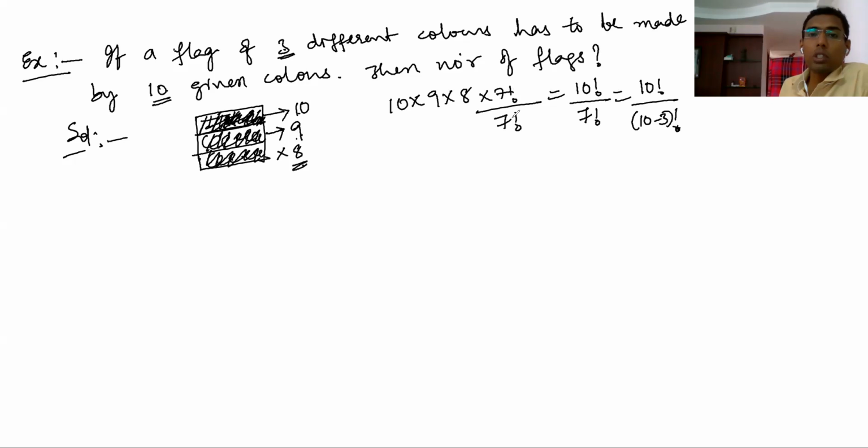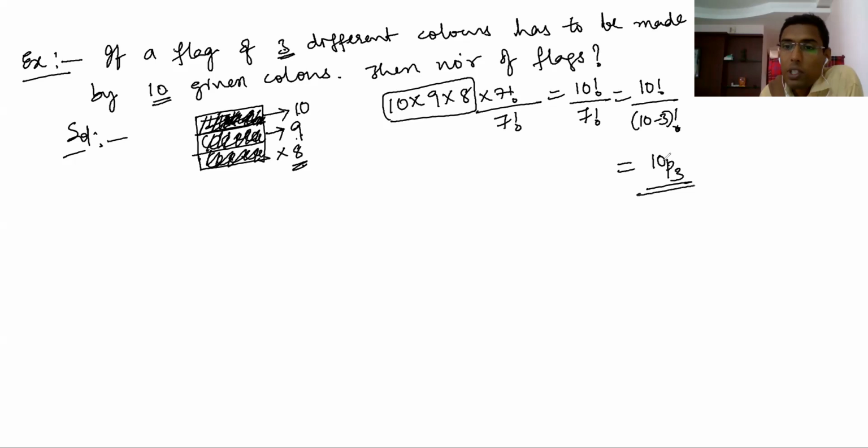So why did I do this into 7? We can calculate and write, just for your understanding. I'm telling you, you can write 10 factorial by 7 factorial, that is 10 factorial by 10 minus 3 factorial. This we can represent with 10P3. So what is that? The number of flags of 10 different colors taken 3 colors at a time. That is the number of permutations of 10 different things taken 3 at a time. So that is a permutation.